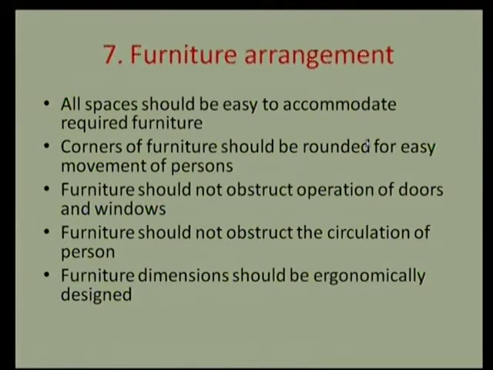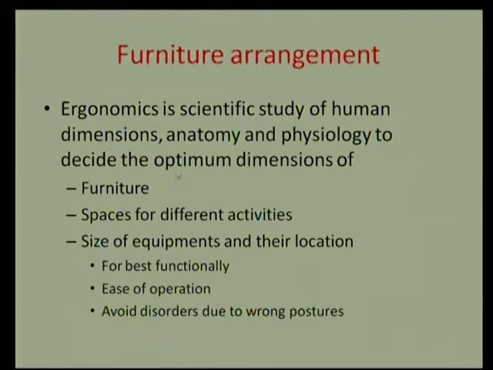So all spaces should easily accommodate the required furniture. Corners of the furniture should be rounded for easy movement of persons. Furniture should not obstruct operation of the doors and windows. Furniture should not obstruct the circulation of the person. Furniture dimensions should be ergonomically designed. This word ergonomics is nowadays very scientific. It is the science where the working dimensions of all the furniture, spaces, even equipment are decided. So ergonomics is a scientific study of human dimensions, anatomy, and physiology to decide the optimum dimensions of the furniture, spaces for different activities, size of equipment and their location.